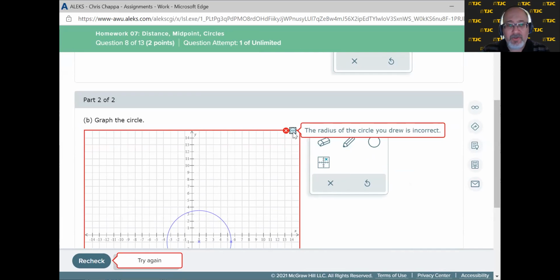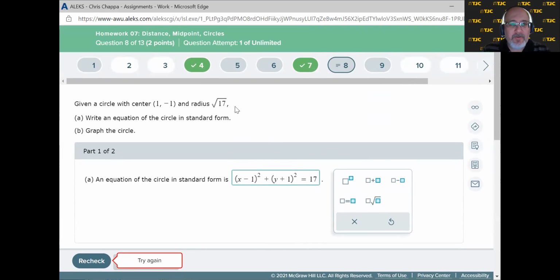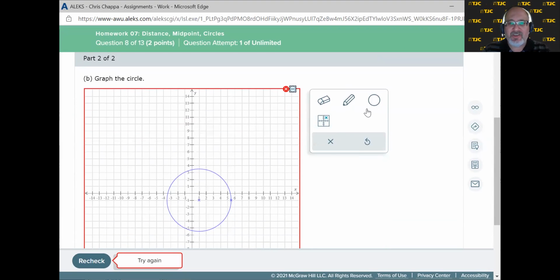Radius of the circle you drew is incorrect. Well, buddy, the radius you want me to draw, I honestly can't believe this question is asking you to do this. I was giving these questions a trial run earlier, and this was not a situation, but the square root of 17 is 4 point some change. So we're in a learning process together here.